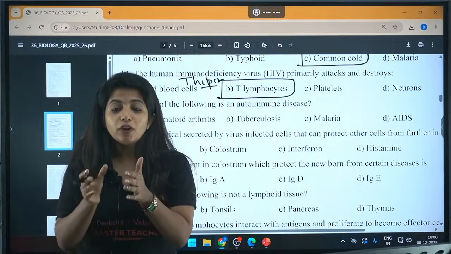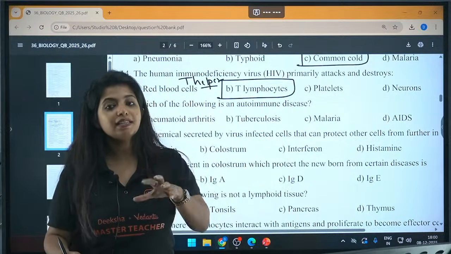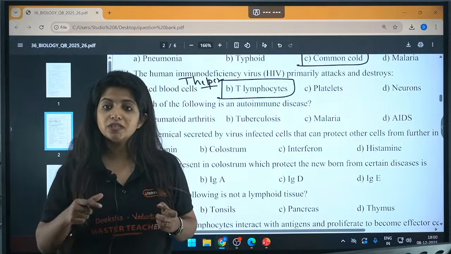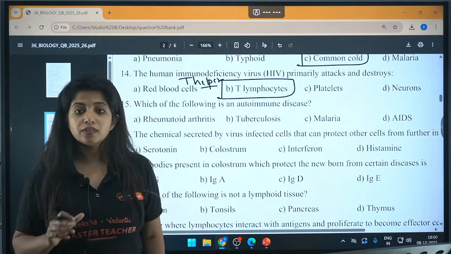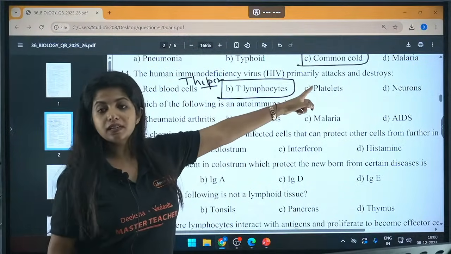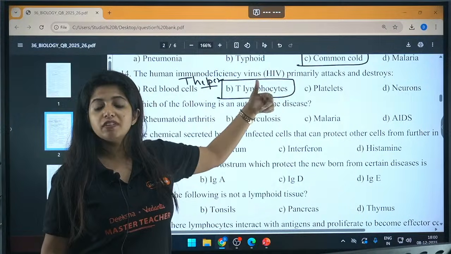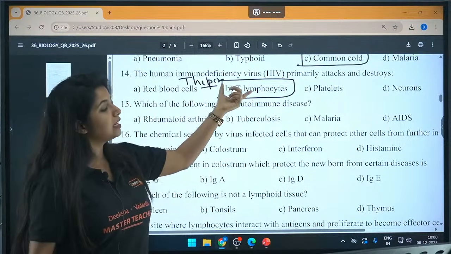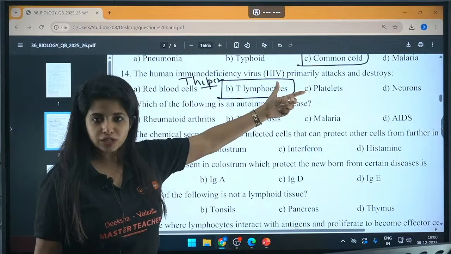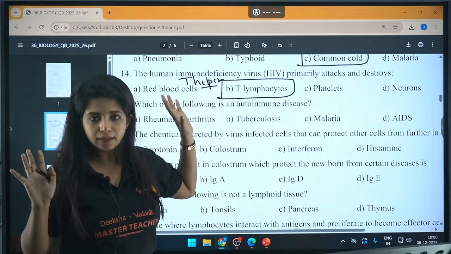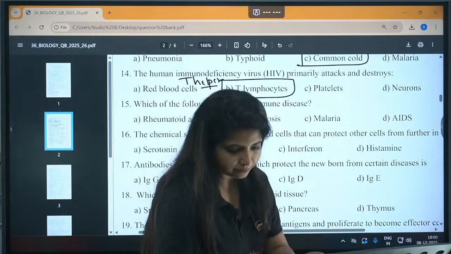Okay, so if at all you are asked the HIV factory, it is macrophages. If at all you are asked which is the primary target, it is T lymphocytes. Or if you have a question that among these cells, which is the cell in which the HIV virus replicates, then also T lymphocyte will be the answer, because over here you do not have macrophages as an option. They will not give you two options together. Do not worry. Okay, chalo.